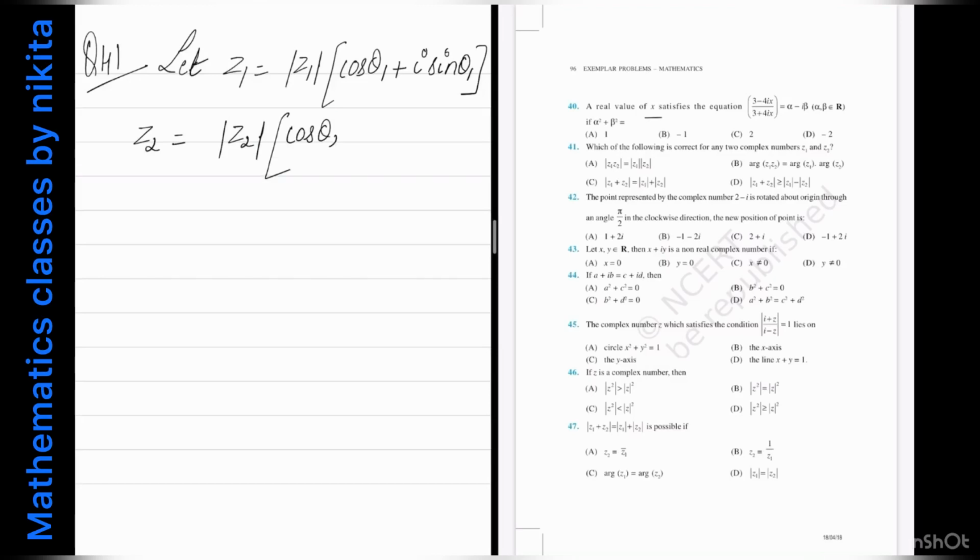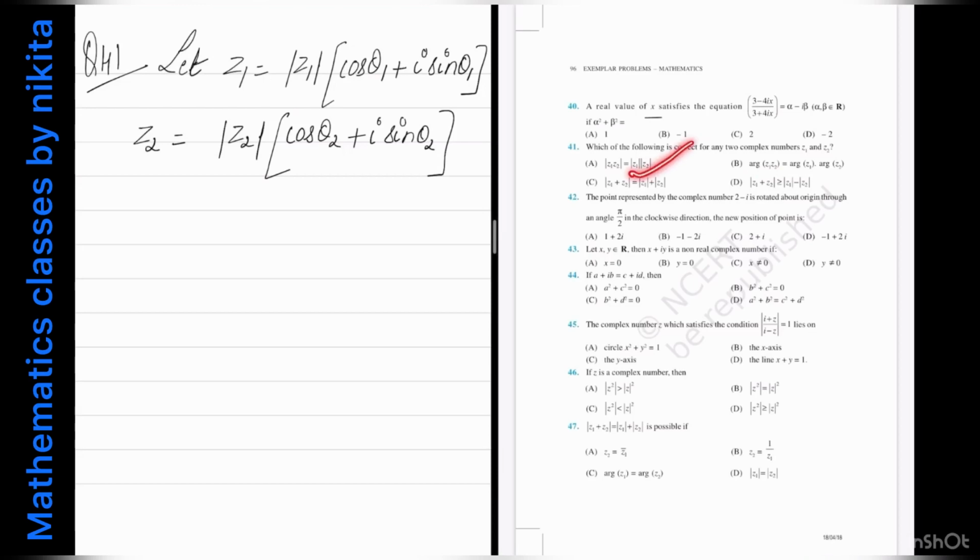ठीक है, so let z1 equal to mod of z1 cos of theta 1 plus iota sine of theta 1, and z2 is equal to mod of z2 cos of theta 2 plus iota sine of theta 2. So I will find the product of z1 and z2 and let's see, is there any relation between mod of z1 z2, is there any relation between argument of z1 z2.